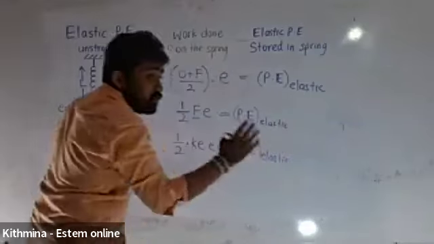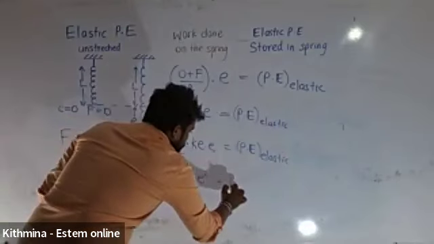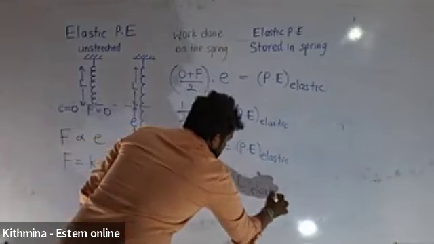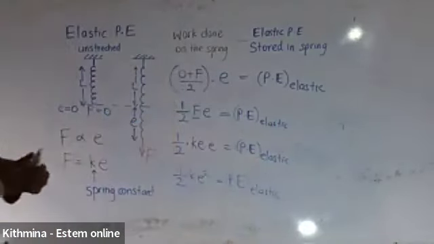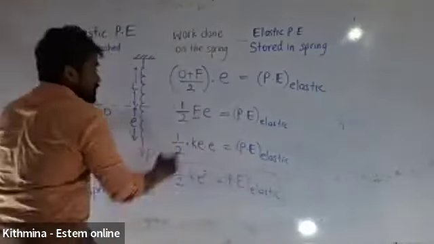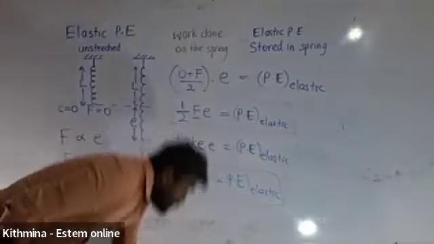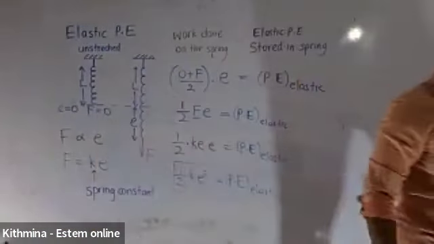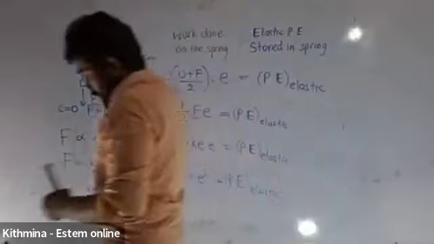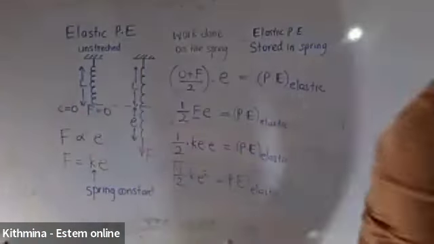There are two equations for elastic PE. One is half K E squared. The other one is half F E. K is the spring constant. Any doubts? Ask me. If there are no doubts, get these things onto a paper. Definitely write these things.